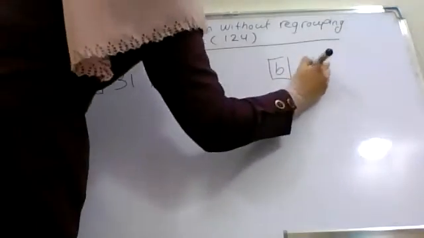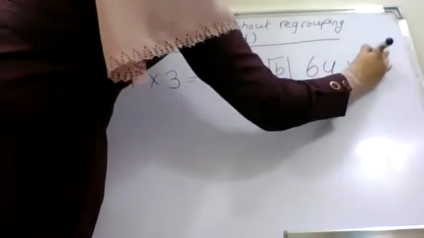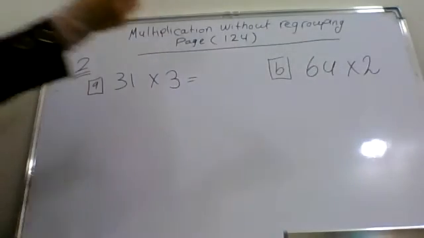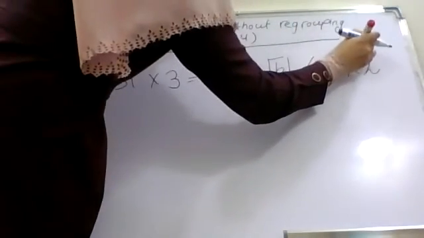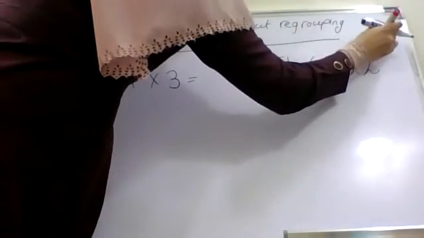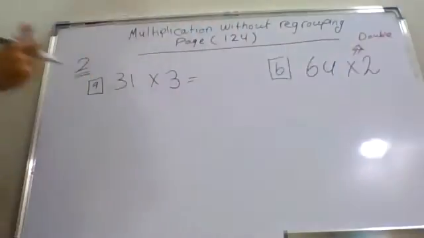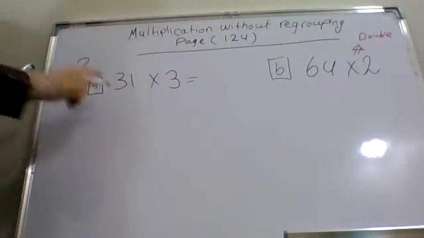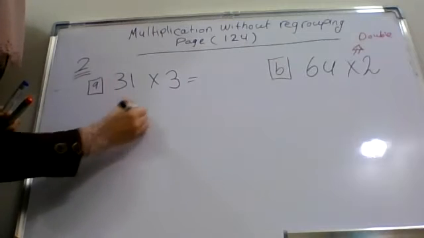64 times 2. This is 64, times 2. What's the meaning of times 2? Who can tell me what's the meaning of times 2? Times 2 means double, okay? So 64 plus 64, or double. Yeah, let's do it my way.